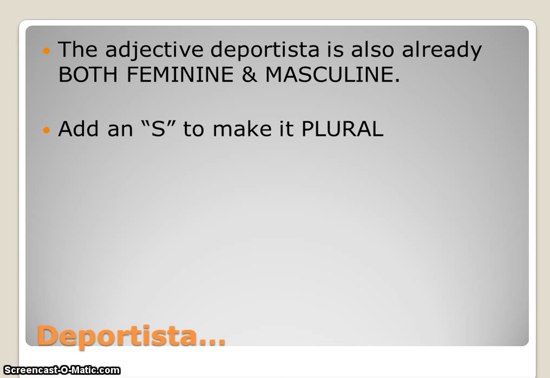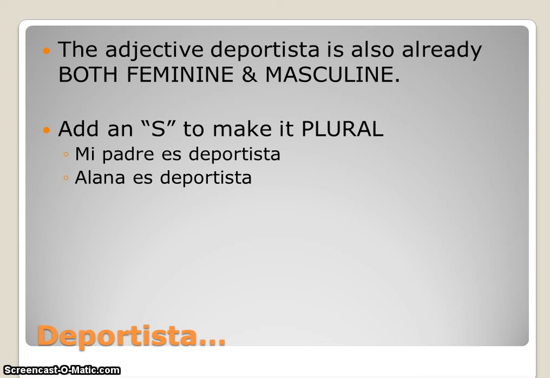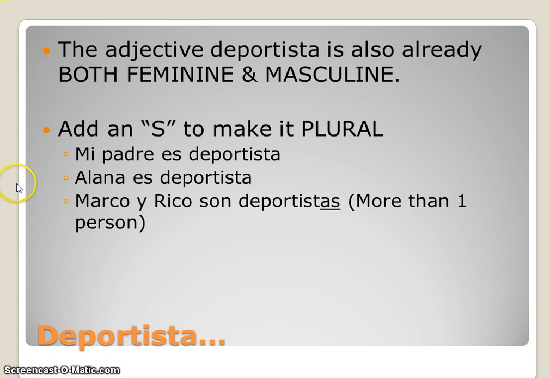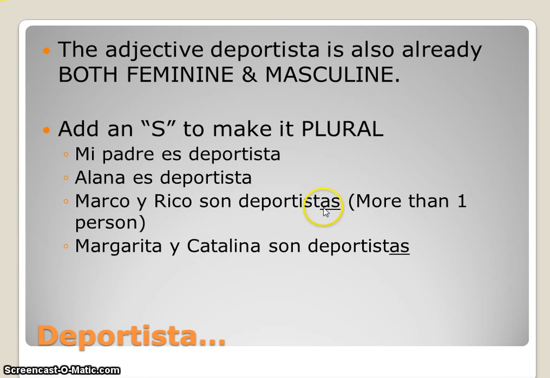Deportista is a little different. Deportista, which means sports-minded, is already both feminine and masculine, and I'm only adding an S to make it plural. So mi padre es deportista, Alana es deportista. This is a man, spelling stays the same. This is a girl, spelling stays the same. But now I've got two guys, all I'm doing is adding an S. Notice that the A still stays an A. Margarita y Catalina, I've got two girls, my A stays an A, and I'm just adding an S.